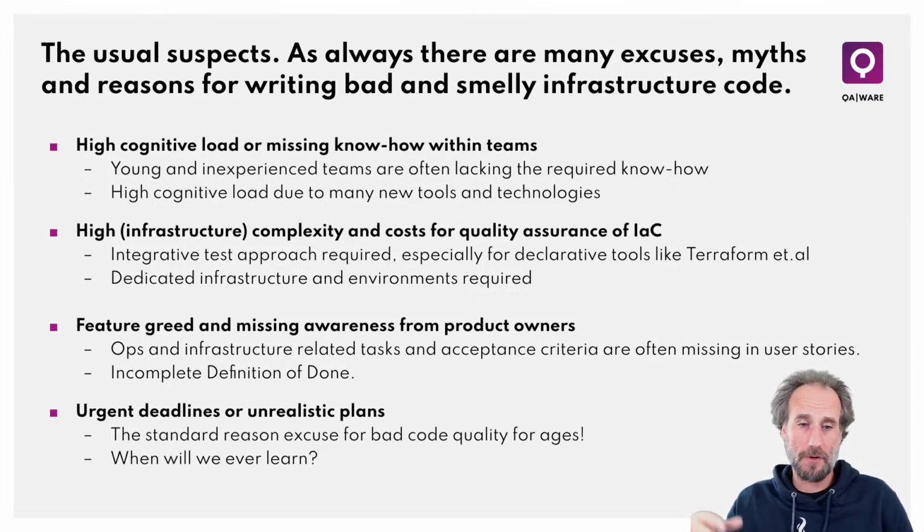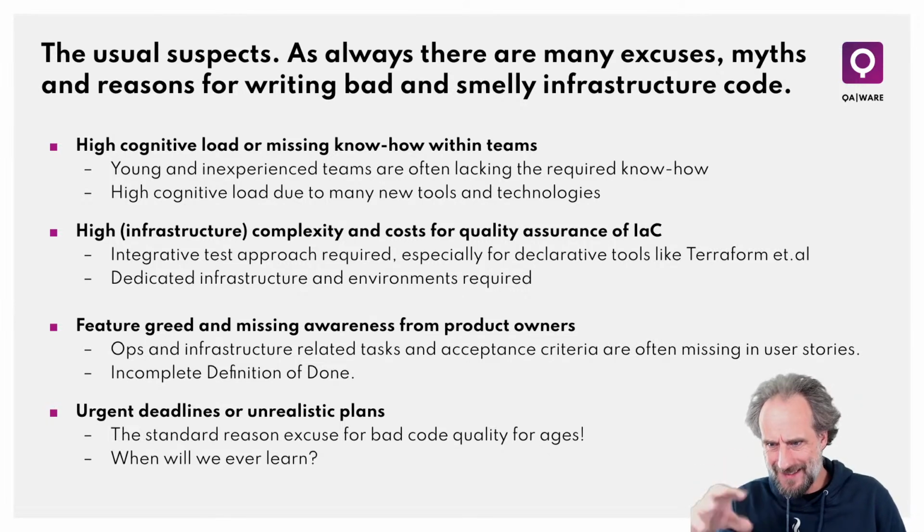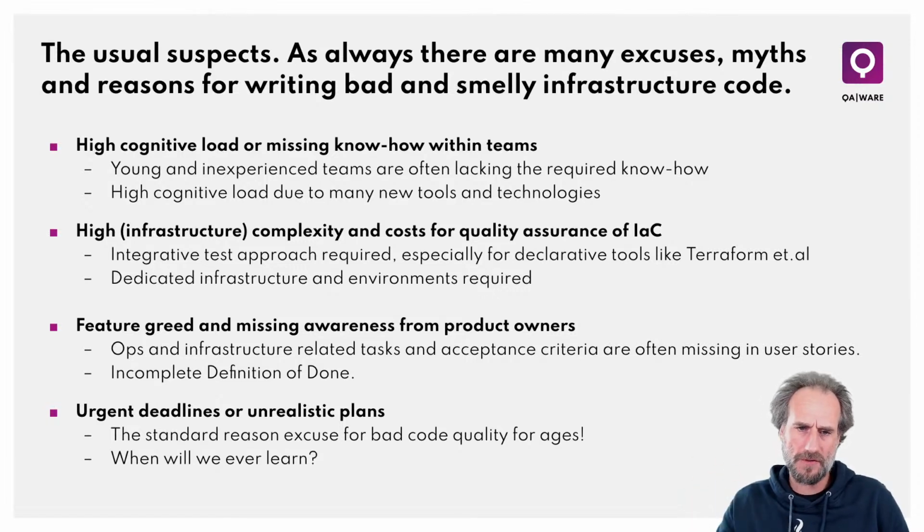Maybe talk to your product owner, for example, and make sure that those ops and infrastructure related tasks and acceptance criteria are inside the user story, that those acceptance criteria are in there. So make your product owners aware of this. This is the only thing you can really do, right?